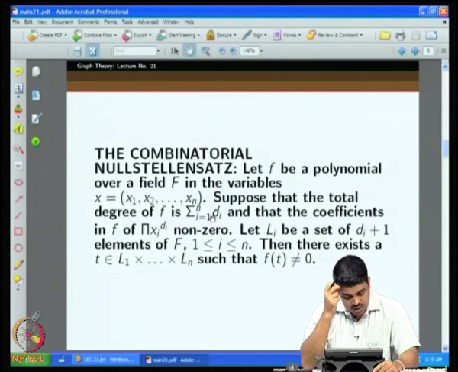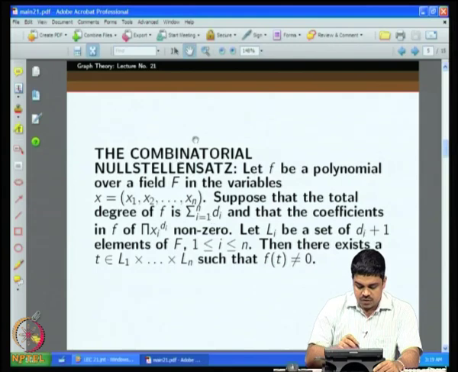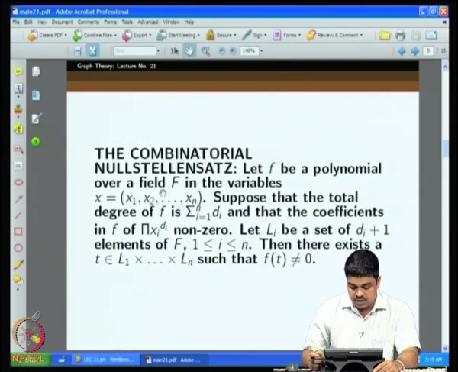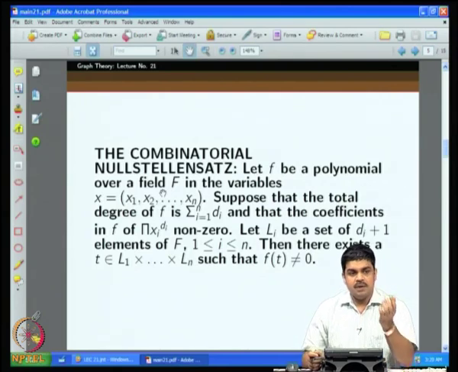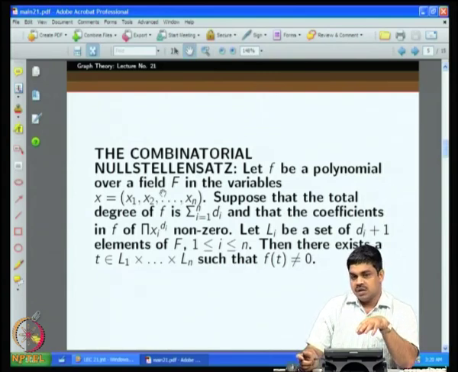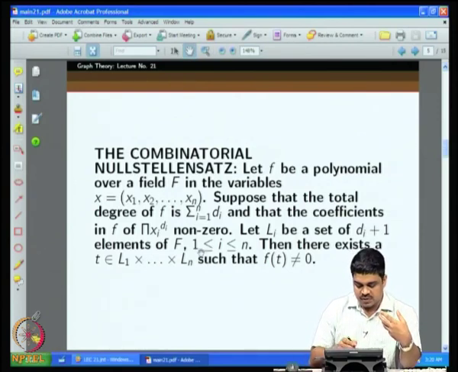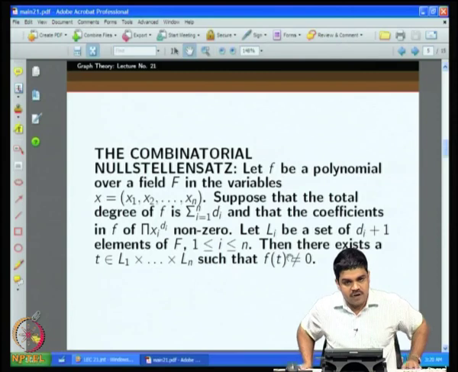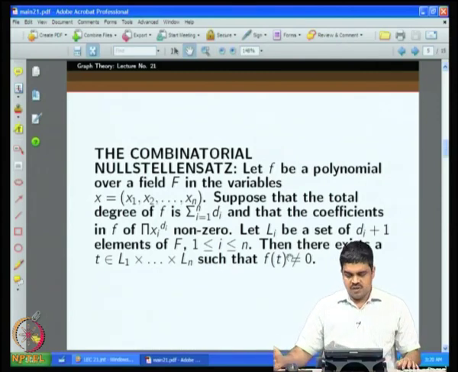So we can be sure that the condition for this Combinatorial Nullstellensatz will be satisfied in that case. If the number of orientations corresponding to this degree sequence happens to be an odd number, then definitely we are sure that we can get values from the corresponding lists, as it is L1 cross Ln. That is, we can get a value for x1 from L1, x2 from L2, x3 from L3 and so on, such that the polynomial evaluates to non-zero. That means it is a valid coloring, right? This is the way we use it.